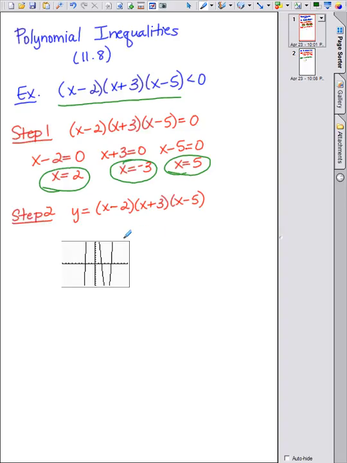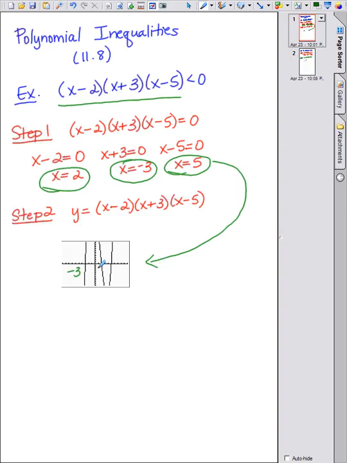That is to use a graphing calculator to find out where the graph is above or below the x-axis. So what I've done for you here is I've shown you the graph of that polynomial y is equal to x minus 2 times x plus 3 times x minus 5. Now it looks a little bit weird. We haven't really gotten into graphing polynomial inequalities. You'll do that in a later course. But the main thing that I want to show you is that the x-intercepts are those solutions that we just found. That is negative 3 over here.